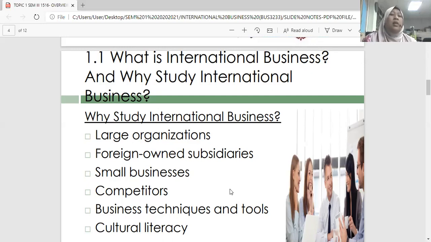And then the third one, we have the small businesses. Small businesses is like I told you just now, like a sole proprietor. So when we're talking about small businesses, we start from online business.